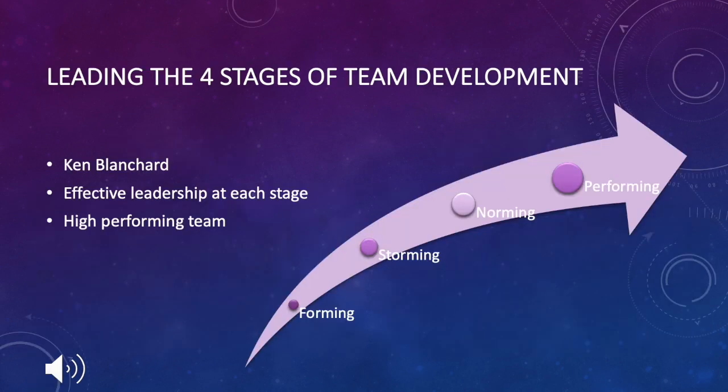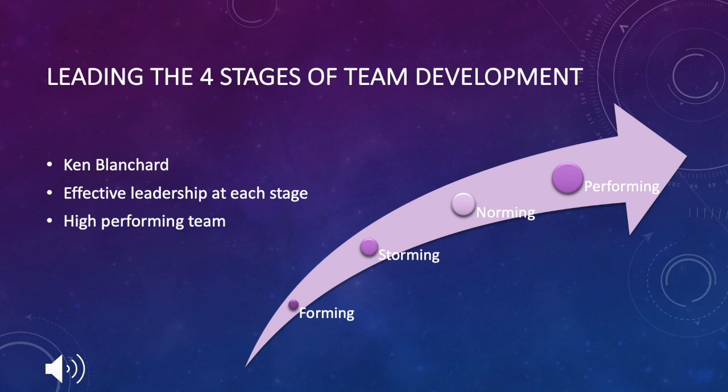In Leading the 4 Stages of Team Development, Ken Blanchard explains how high-performing teams rely on individual contributions from all team members who are in a cohesive unit, and that this doesn't randomly happen by throwing superstars together. He also explains how leaders are needed to get through each stage in order to have a high-performing team.